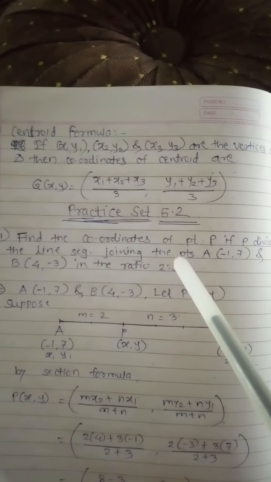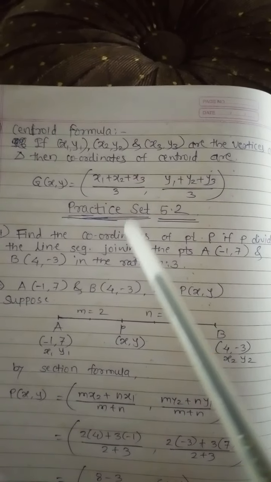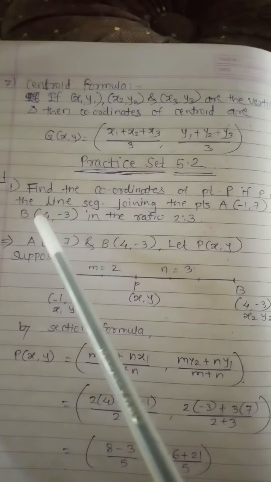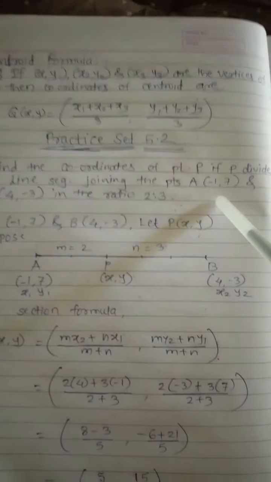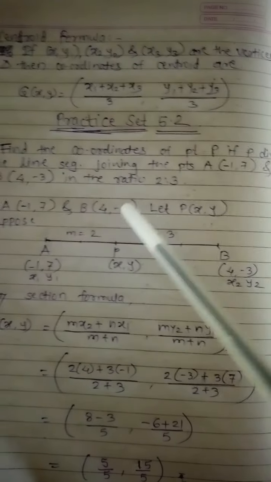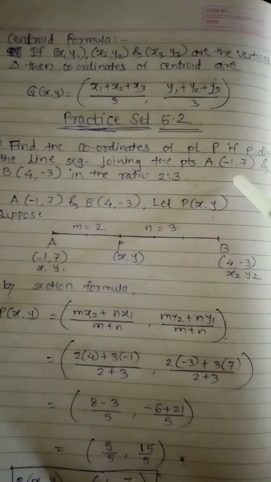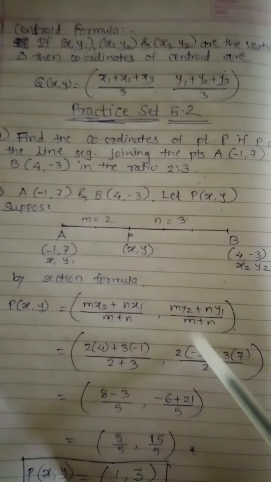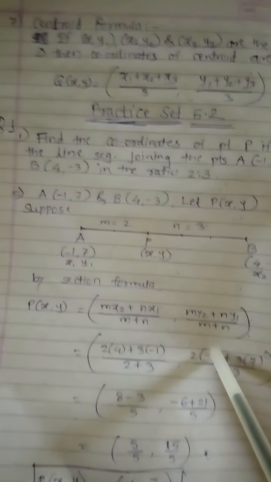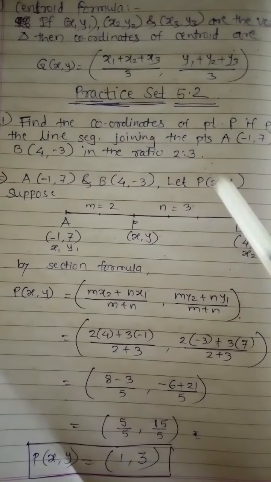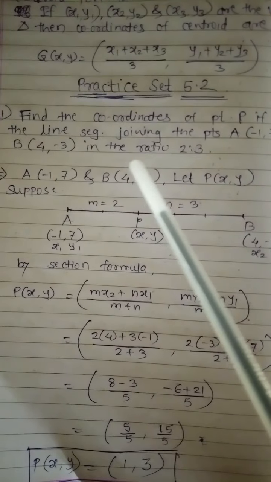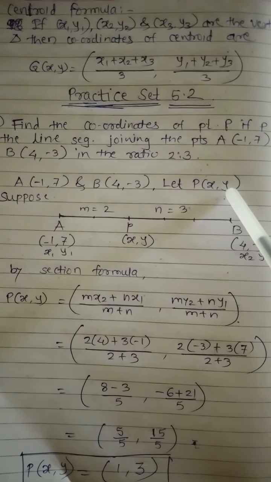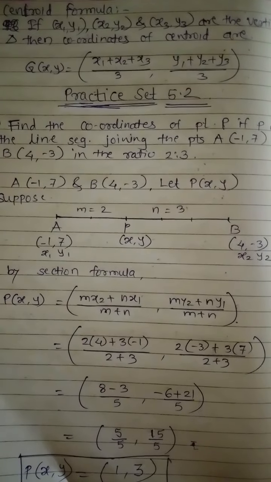Now, using all these formulas, we are going to solve practice set 5.2. The first example: find the coordinates of point P if P divides the line segment joining the points A(-1, 7) and B(4, -3) in the ratio 2:3. You are given the points and you have to find the coordinates of point P. Let us solve it with the help of a figure.